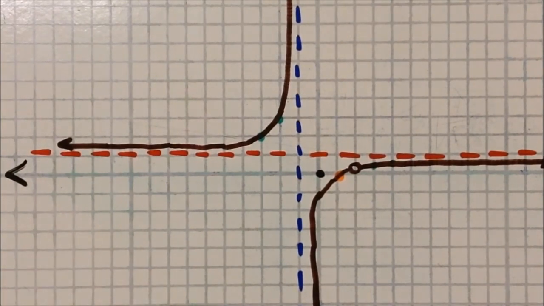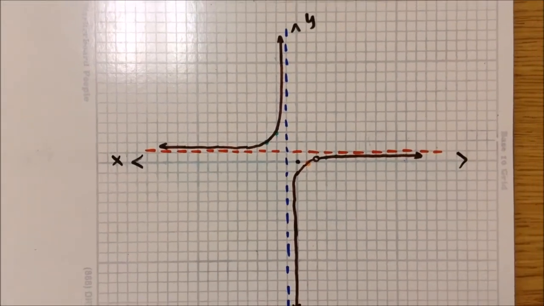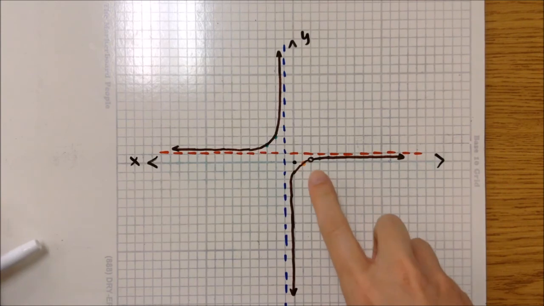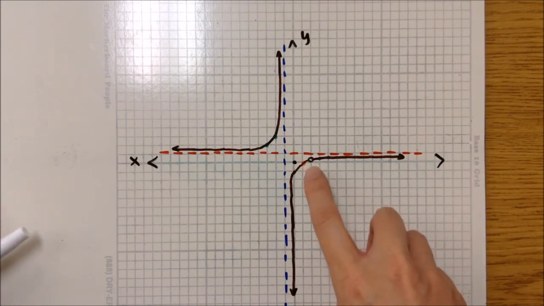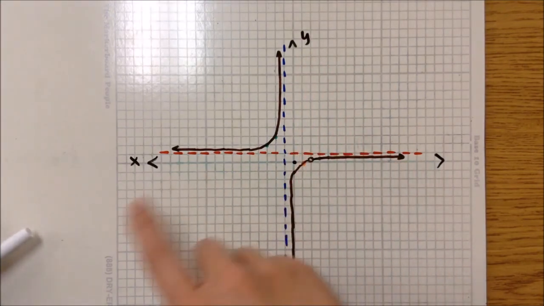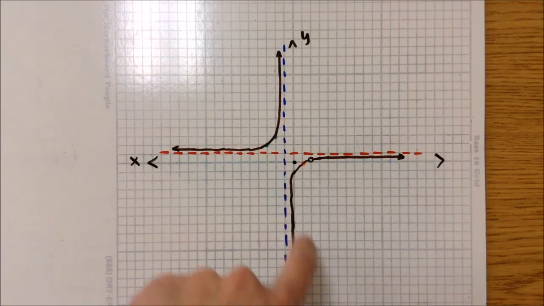So, here's our graph. Now again, if we look closely, there's a hole at x equals 2. So that's what it's going to look like when you have a common factor. Vertical asymptote, horizontal asymptote. As you can see, our graph is not crossing.